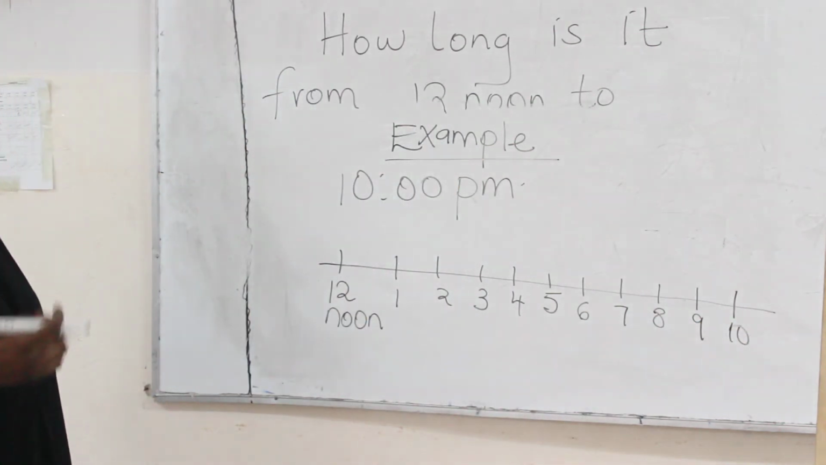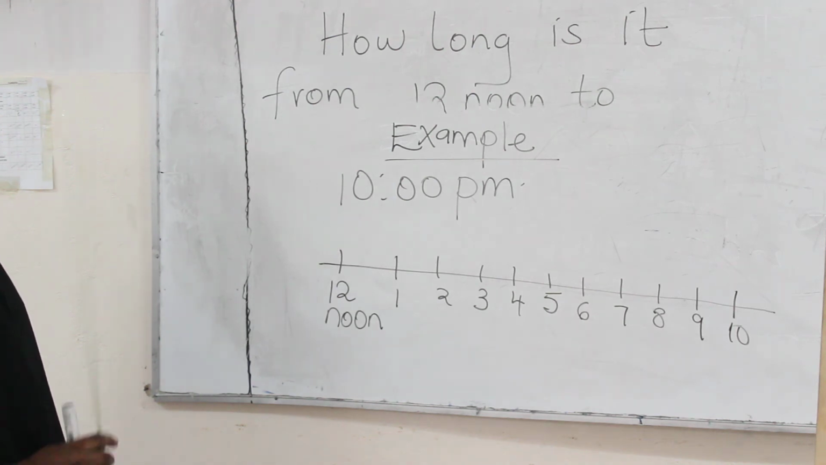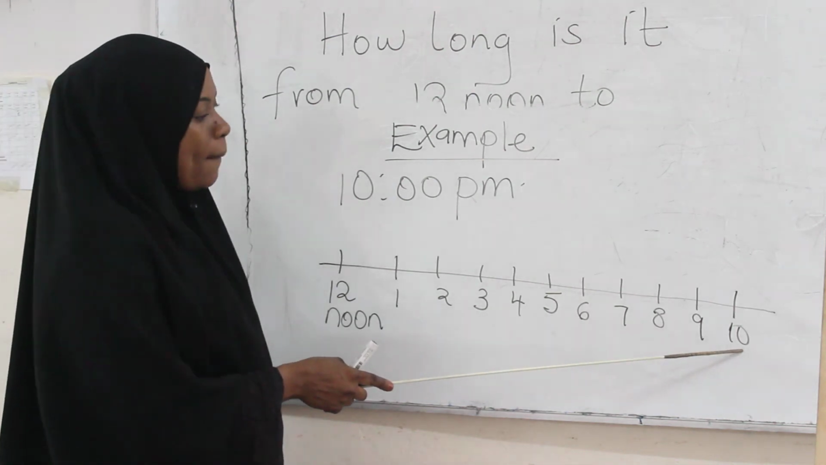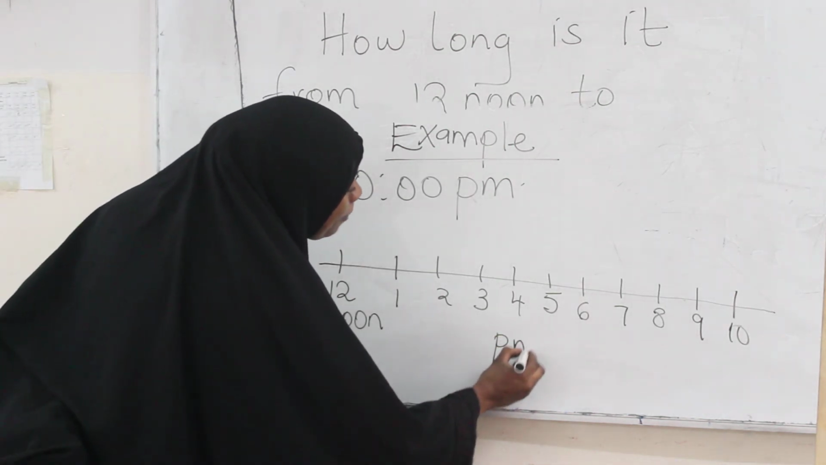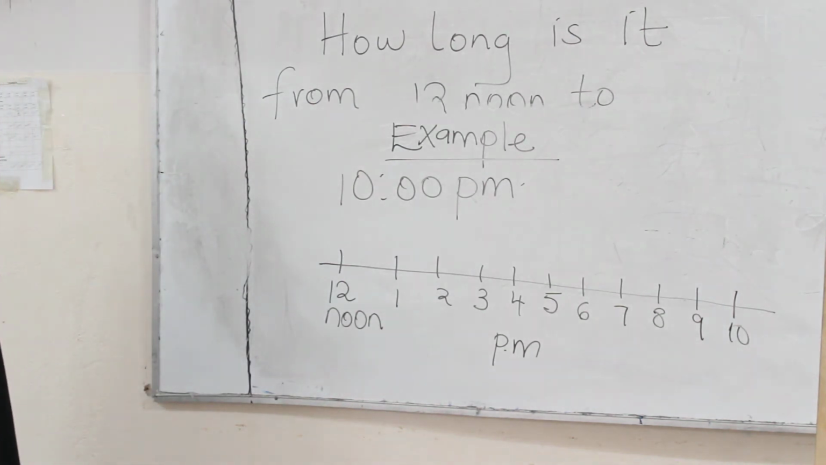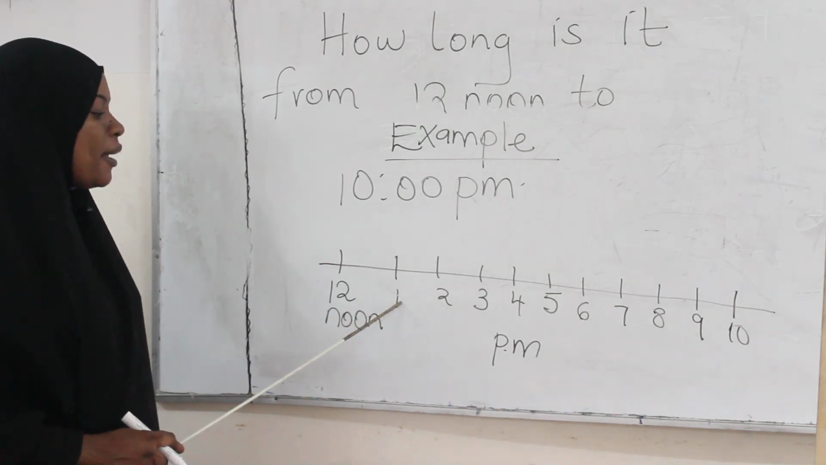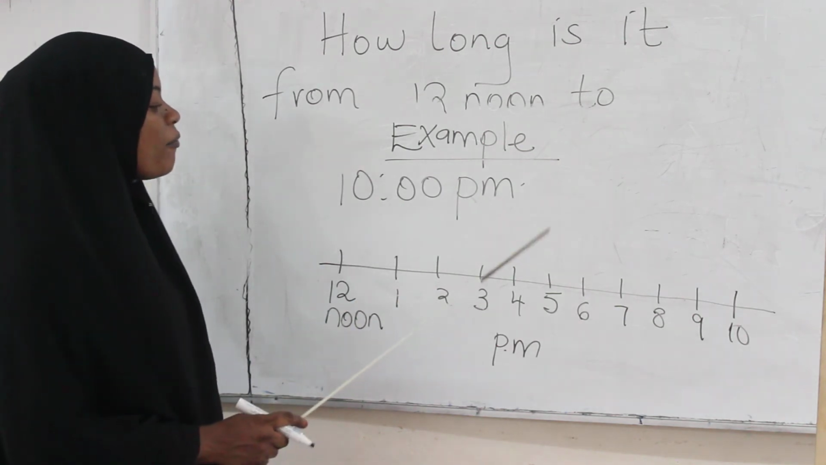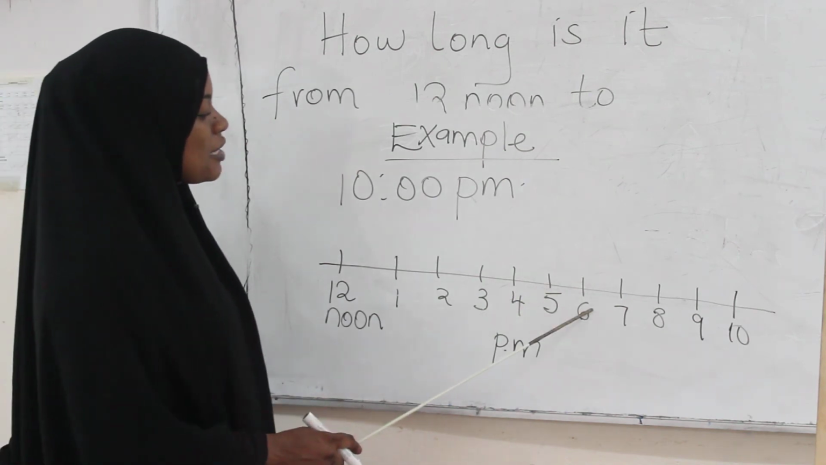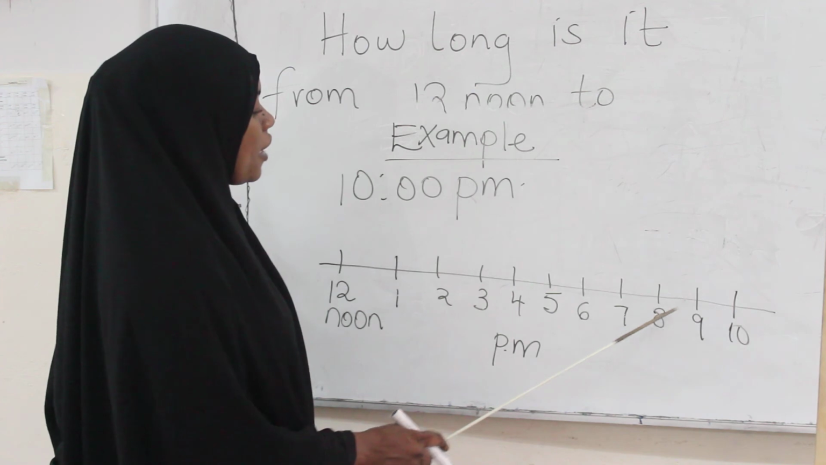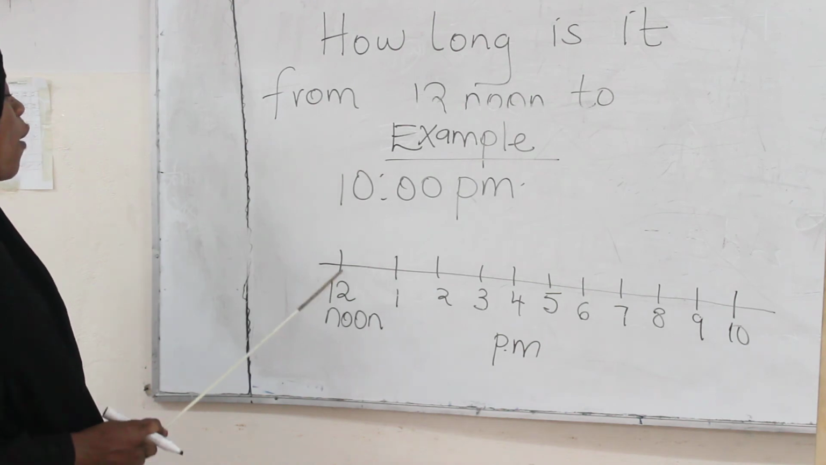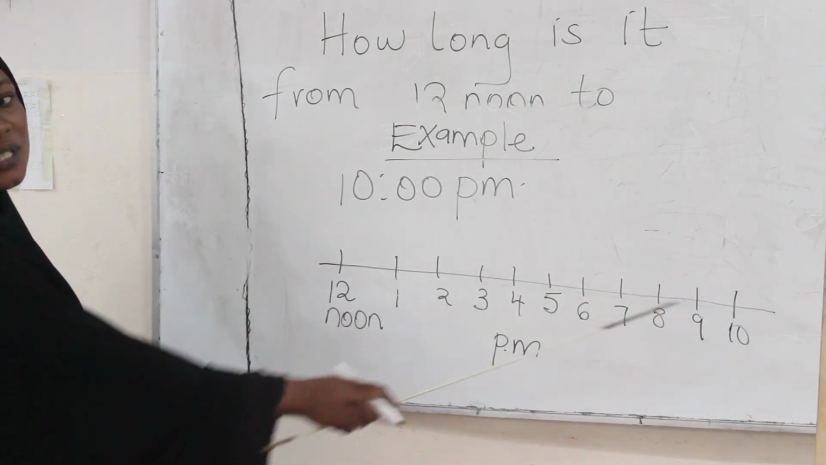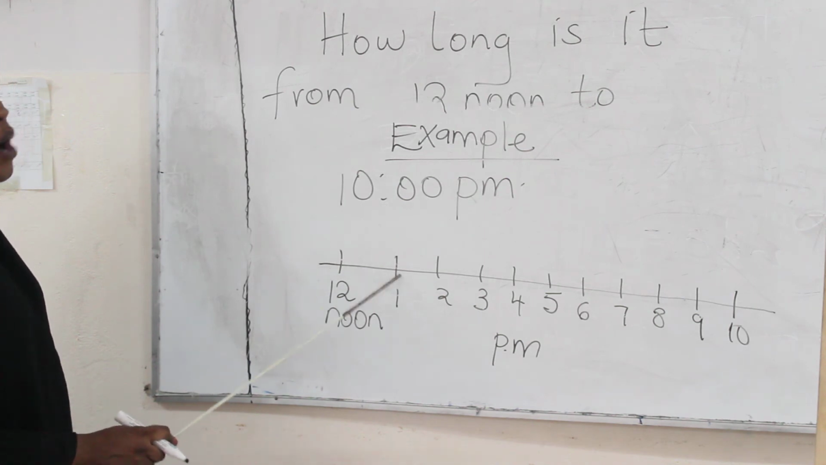So we go up to 10 p.m. And we said the times afternoon we use p.m., so all these times will be in p.m. because they are the times after noon. That will be 1 p.m., 2 p.m., 3 p.m., 4 p.m., 5 p.m., 6 p.m., 7 p.m., 8 p.m., 9 p.m., and 10 p.m. And we said earlier that from one number to another number on the timeline, there's a difference of 1 hour.